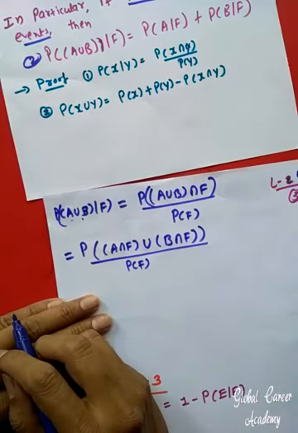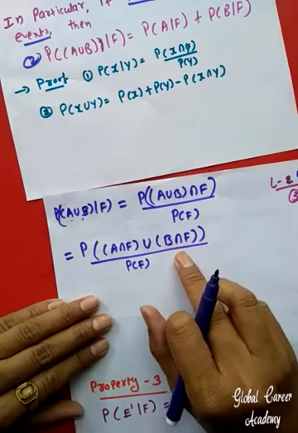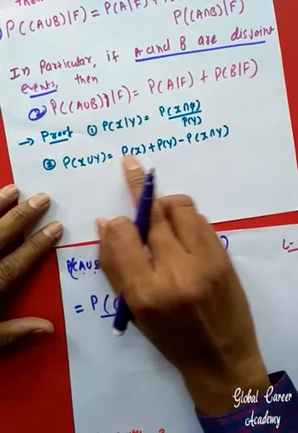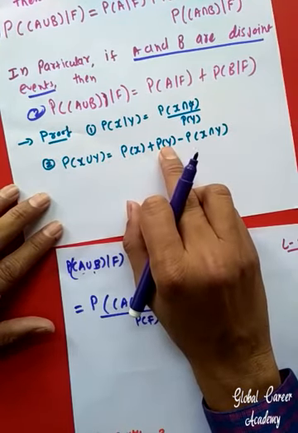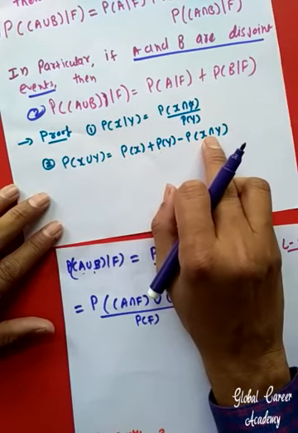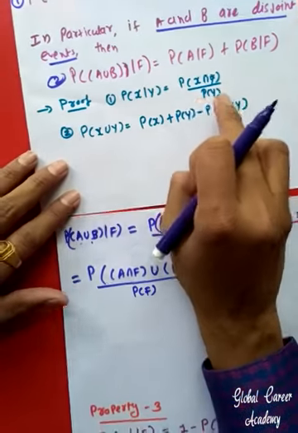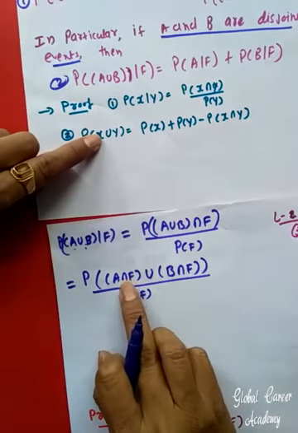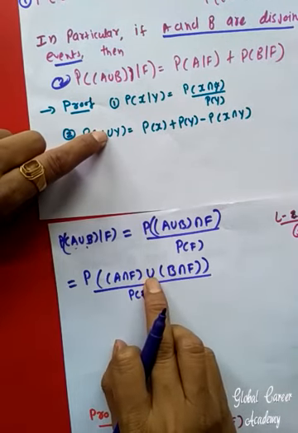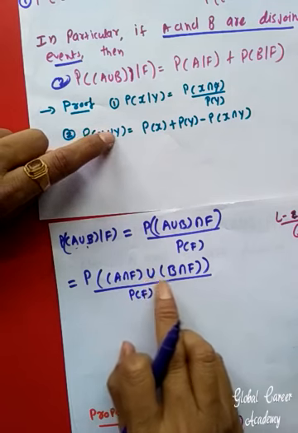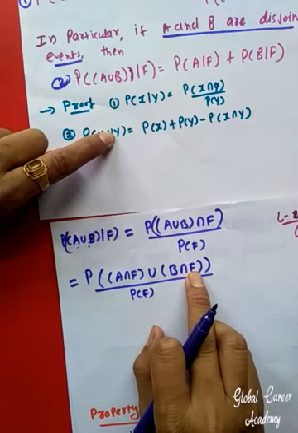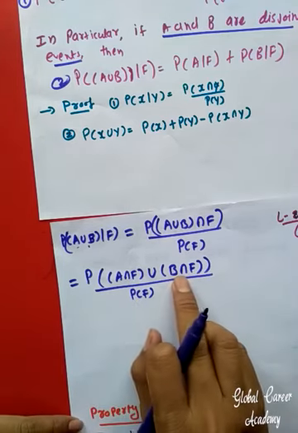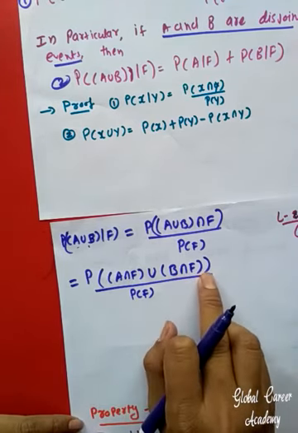Okay, now as you know, when we have X union Y, then I can write down its probability as P of X plus P of Y minus P of X intersection Y. So in this equation, imagine A intersection F as X. Then the union comes, and after that, imagine Y as B intersection F. So in place of X you put A intersection F, and in place of Y you put B intersection F.